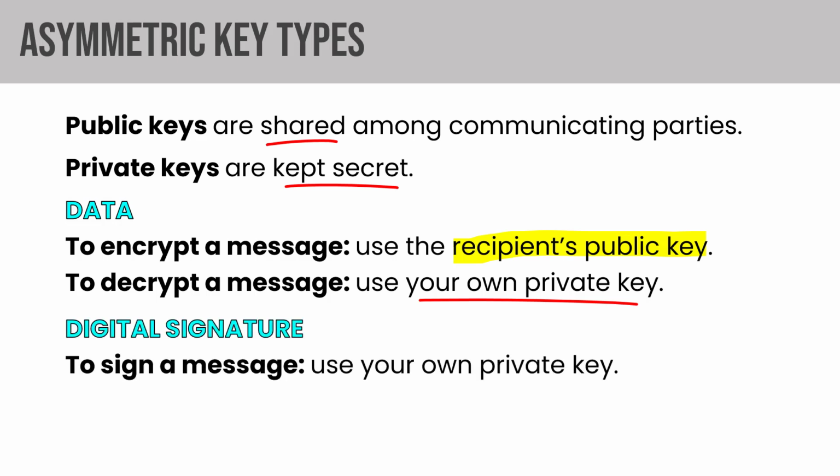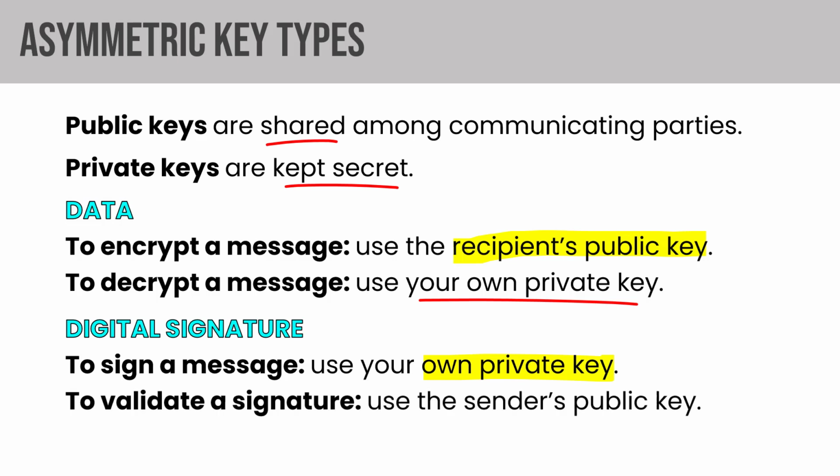Digital signatures. To sign a message, you use your own private key. To validate a signature, you use a sender's public key. So each party has both a private and public key in asymmetric cryptography.